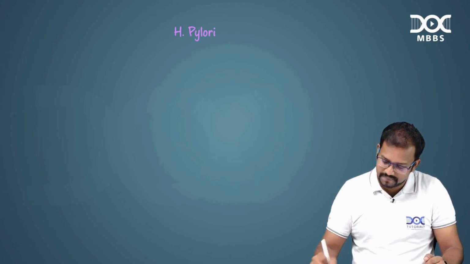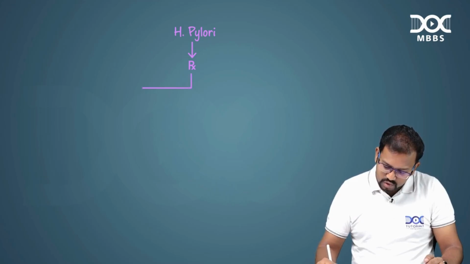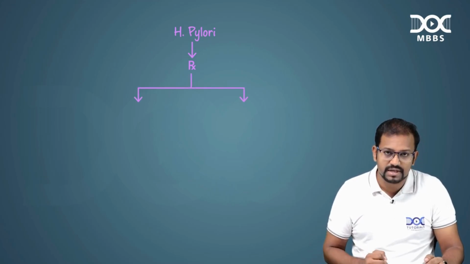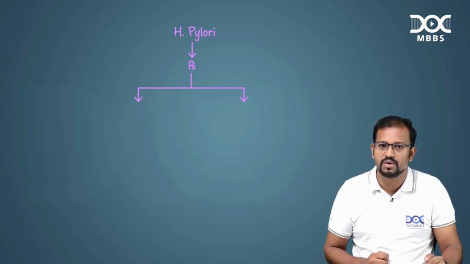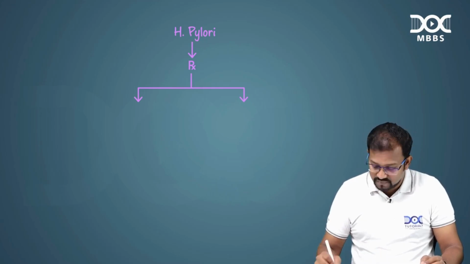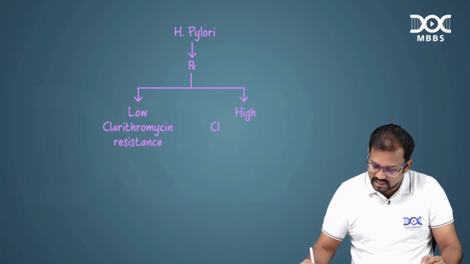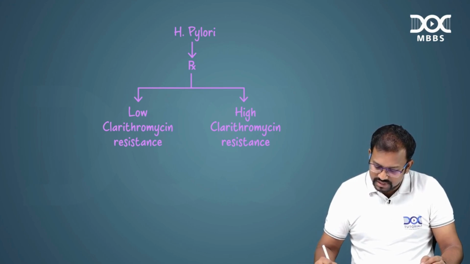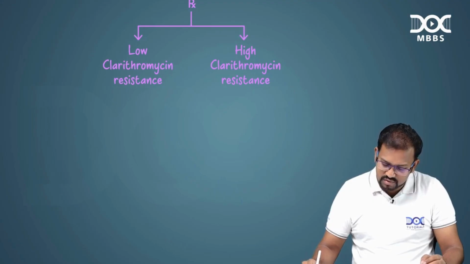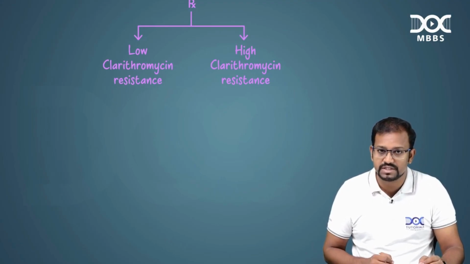What's the treatment of choice whenever a patient is found to have H. pylori infection? The treatment can be classified into two major types, guys. When you are seeing a patient with H. pylori infection, is he getting infected in those areas where there is low clarithromycin resistance, or when there is high chance of high clarithromycin resistance? Because of the drug of choice, we want to choose only one drug, I will choose clarithromycin, because based on that the regimen is going to be different.